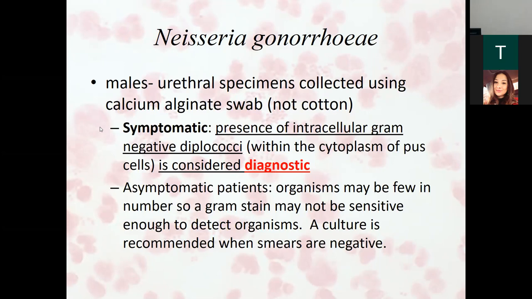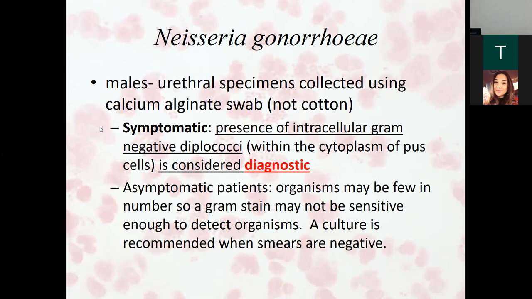In a symptomatic patient, the presence of intracellular gram-negative diplococci is what we'll see within the cytoplasm of the pus cell that's collected. It's considered diagnostic, so we can just take that. We may be asked to do some of this. We might be asked to confirm. What did you see? Could you do a smear with this and tell me what we got? Well, if you don't remember that it's diplococci, then what good are you? Because you just do a smear and you go, oh, saw something in there, right?